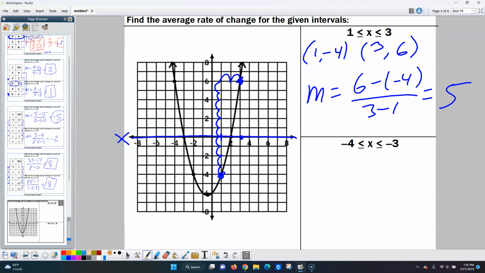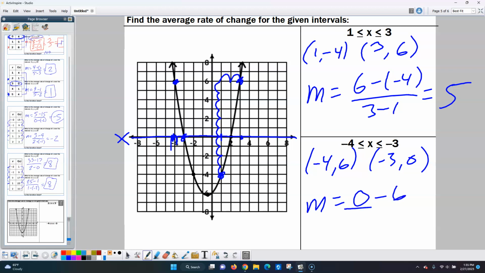That one works. From -4 to -3. So -4, there's -4 right there. So my point on my graph at -4 is right there. The point on my graph at -3 is on the x-axis right there. Those 2 points would be -4, 6 and -3, 0. So I could punch that into my slope formula, which is the same thing as average rate of change. That would be 0 minus 6 over -3 minus -4. And I think that is -6.